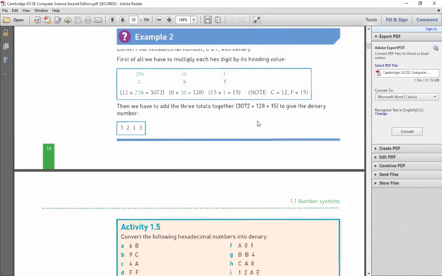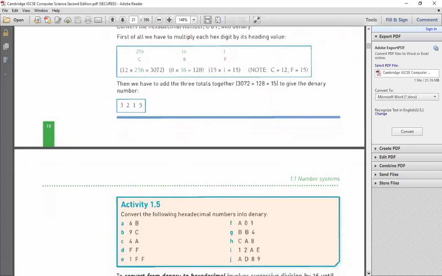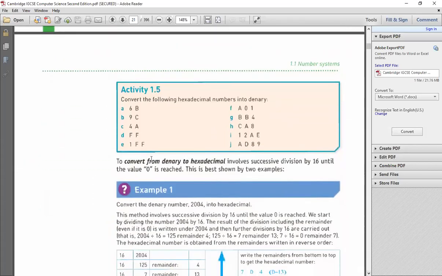So are we ready for a very quick 1.5 activity? Part A. Come on, let's do it very quickly. Let's see who is the first person to find. And again, remember, no use of calculator.